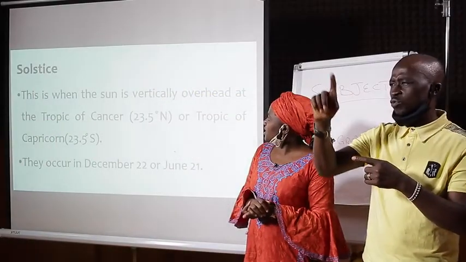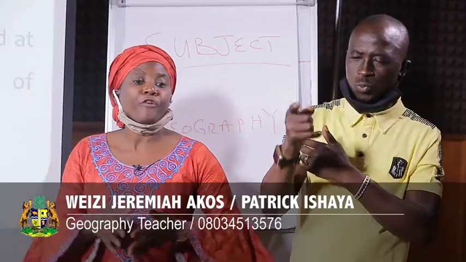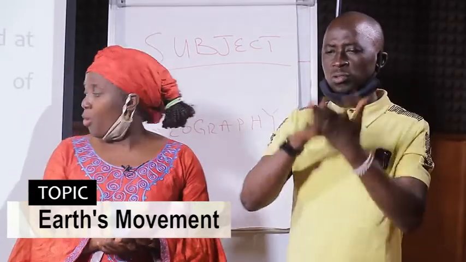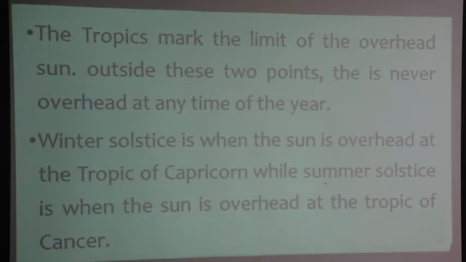Now, what is the solstice? We said this is when the sun is vertically overhead at the Tropic of Cancer, which is 23.5 degrees north, or at the Tropic of Capricorn, which is 23.5 degrees south. The solstices occur on December 22nd or June 21st. These are confirmed dates. If they ask you for exact dates, you use these: December 22nd or June 21st. The tropics mark the limit of the overhead sun. Outside these 2 points, the sun is never overhead at any time of the year.